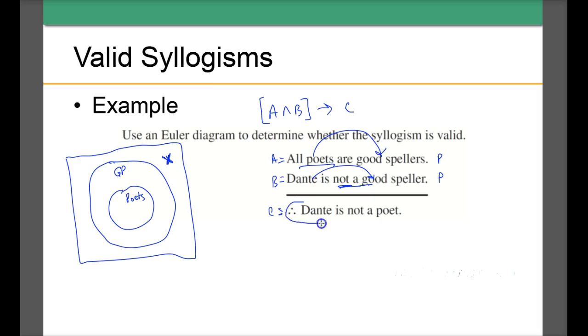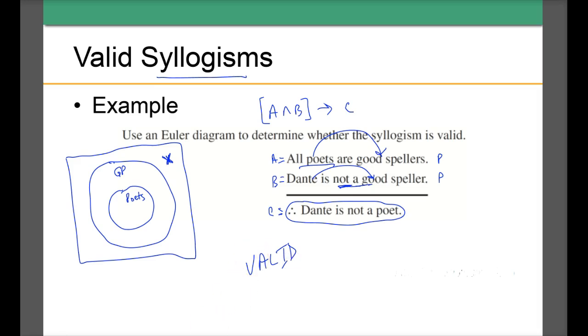So here we have the conclusion, which is Dante is not a poet. And of course, we know that this is the only place Dante can be, so he can't be inside poets, so our argument here is valid. So thus, this syllogism is a valid argument. All right, so let's look at another example.